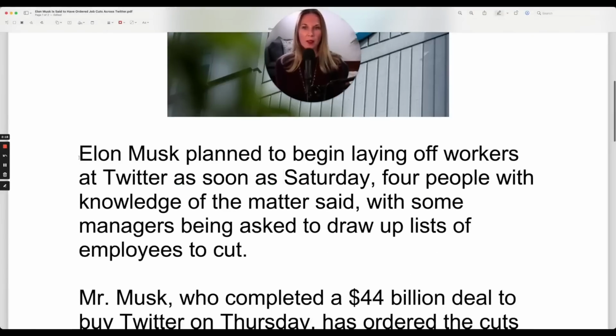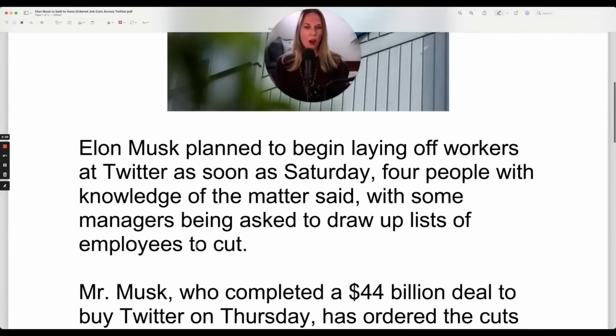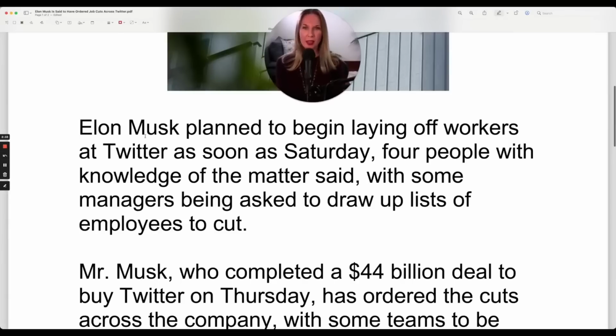Let's move on. Elon Musk, who, if you didn't know, is the owner of Twitter. He recently purchased Twitter. Oh, I think it says that in the article. We'll soon find out. Elon Musk planned to begin laying off workers at Twitter as soon as Saturday, 4 people with knowledge of the matter said, with some managers being asked to draw up lists of employees to cut.